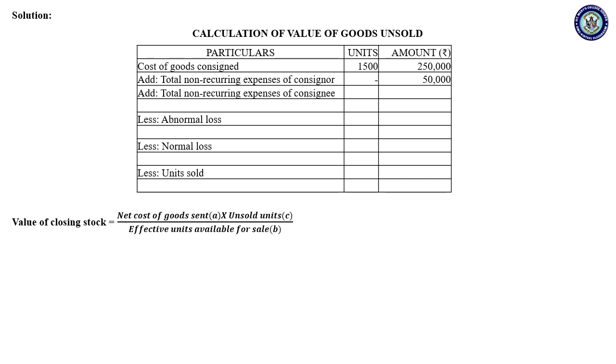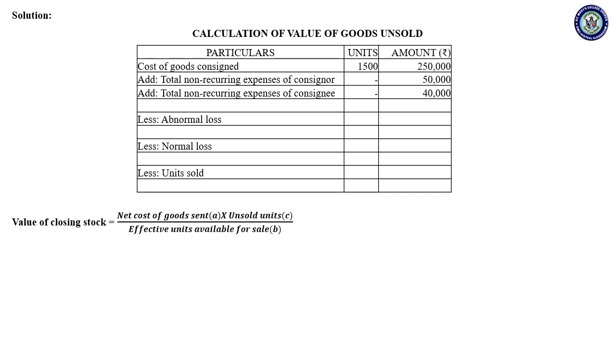Next, the total non-recurring expense of the consignor. Expenses incurred by the consignor are always non-recurring expenses. When I was doing the theory part, I stressed this point many times, right? For the consignee, there is a chance of recurring as well as non-recurring, but in this problem they have directly given the non-recurring expense. Now you have to do the total.